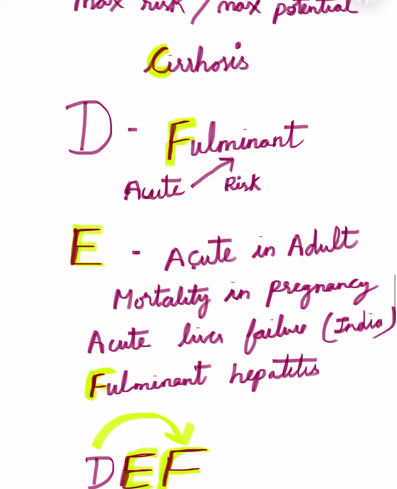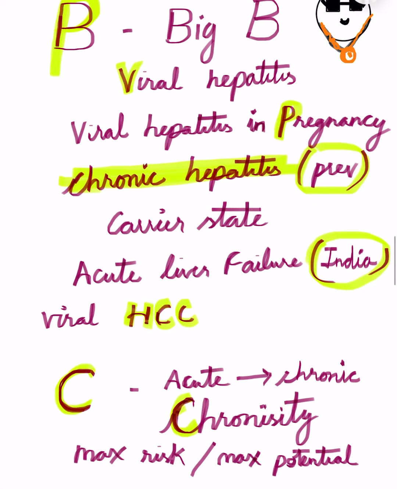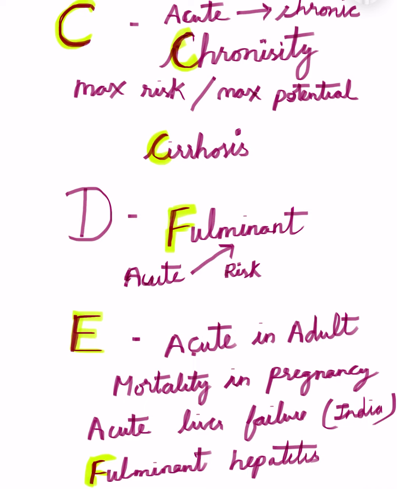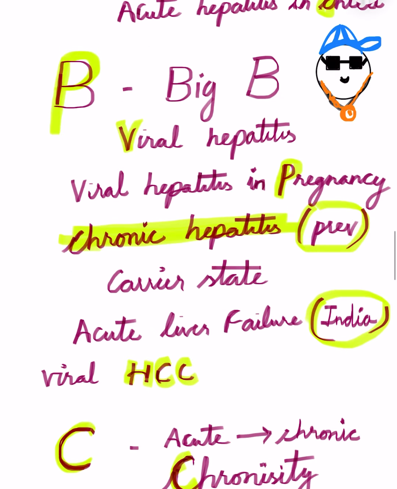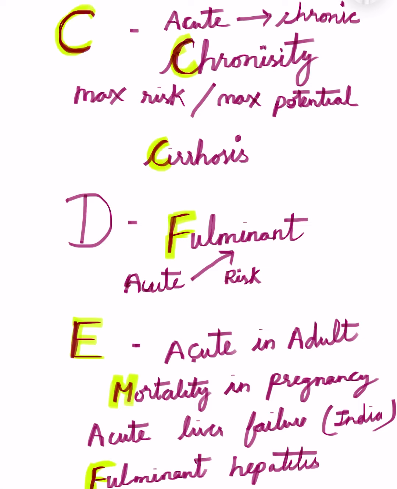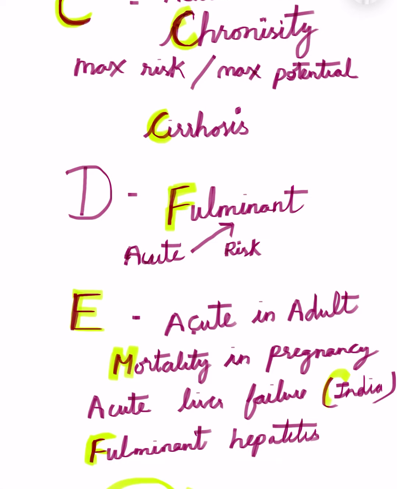And hepatitis E is the most common cause of acute hepatitis in adults, whereas acute hepatitis in children is due to hepatitis A. The most common cause of mortality in pregnancy is hepatitis E virus. The most common viral hepatitis during pregnancy is B, but the mortality is higher with hepatitis E, and acute liver failure in India is due to hepatitis E.